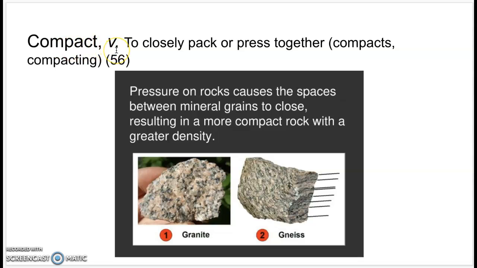Compact is a verb, and when you're talking about rocks, this compact means to closely pack or press together. And you can see these rocks have been pressed together and they're very compact. The granite.